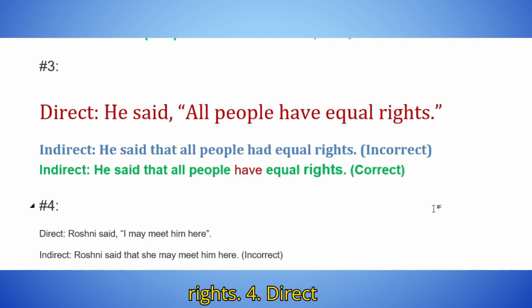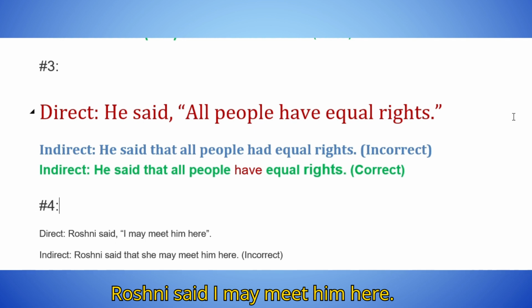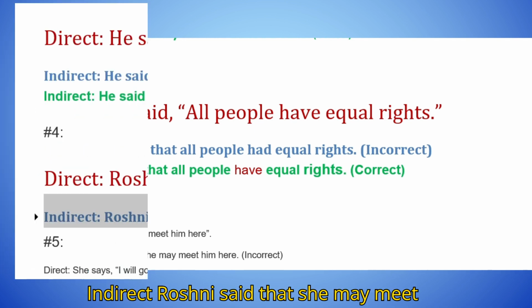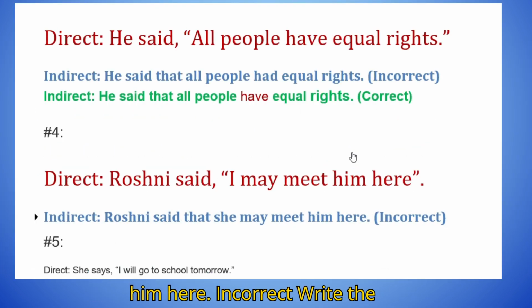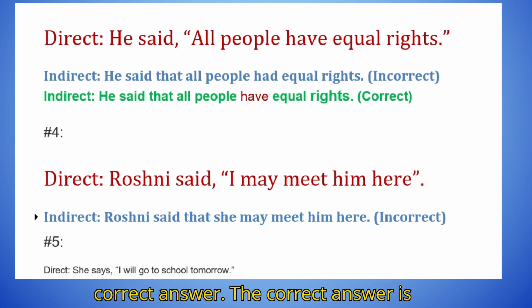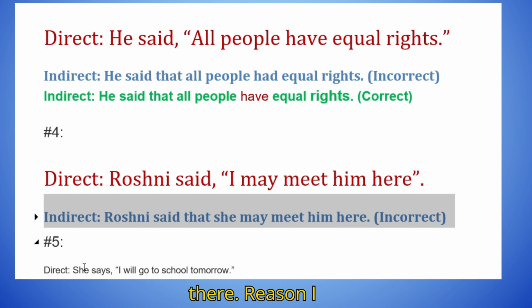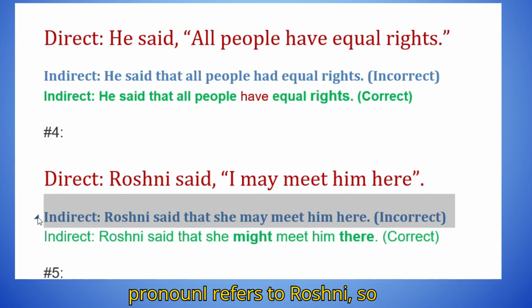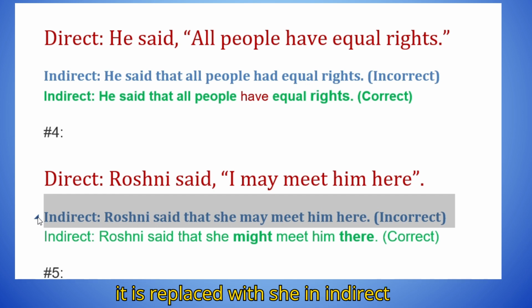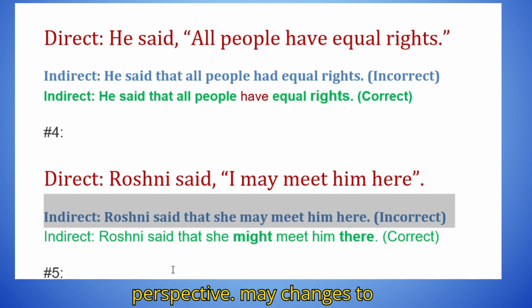4. Direct. Roshni said, "I may meet him here." Indirect. Roshni said that she may meet him here. Incorrect. Write the correct answer. The correct answer is: Roshni said that she might meet him there. Reason. I changes to she. The pronoun I refers to Roshni, so it is replaced with she in indirect speech to maintain the correct perspective.